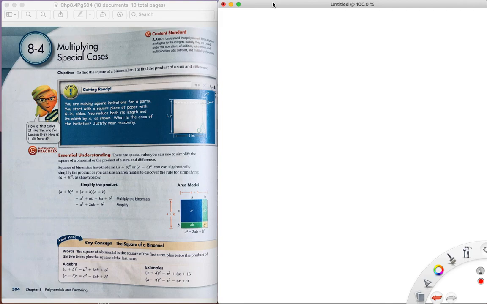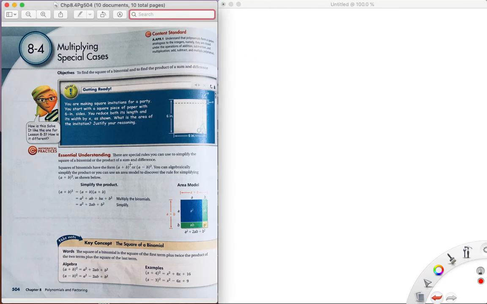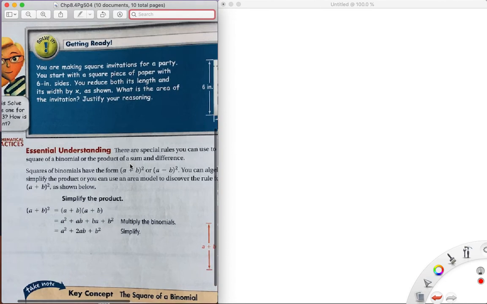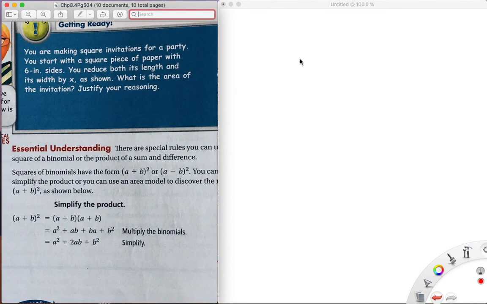Okay, so this is Algebra 1, Semester 2, Chapter 8.4 and 8.5, Special Cases of Multiplying and Factoring. When it comes to squaring a binomial, we're going to have three cases in this section.